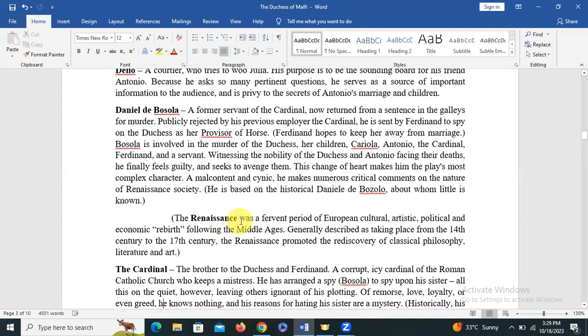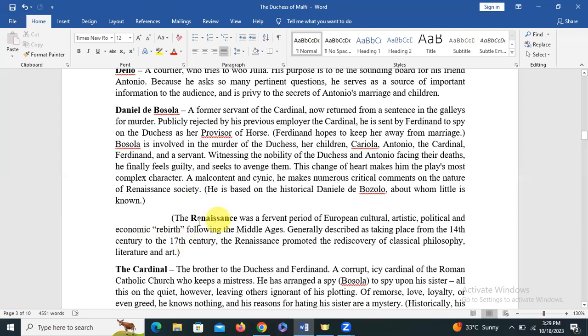What is Renaissance? This was a fervent period of European cultural, artistic, political, and economic rebirth. The word Renaissance, in simple words, you can call it rebirth, the rebirth of European culture, art, politics and economy. Before that, there was a time period which was known as the Dark Ages for the Europeans.